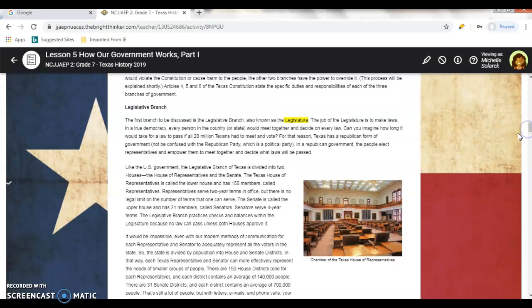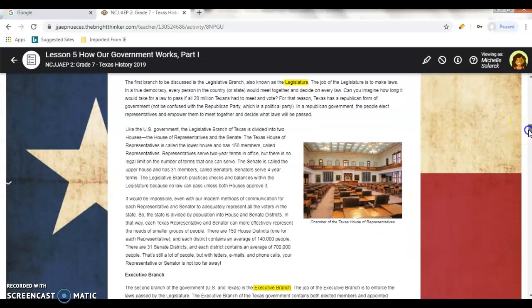So, going on with the legislative branch, the first branch to be discussed is known as the legislature. The job of the legislature is to make laws. Of course, in a true democracy, every person in a country or state would meet and gather to decide every law. That would take a while, obviously, if you have 20 million Texans. So in a republican government, the people elect representatives and empower them to meet together and decide which laws will be passed.